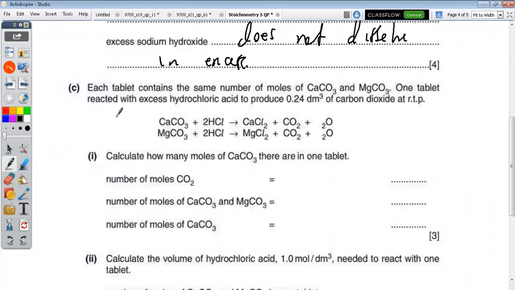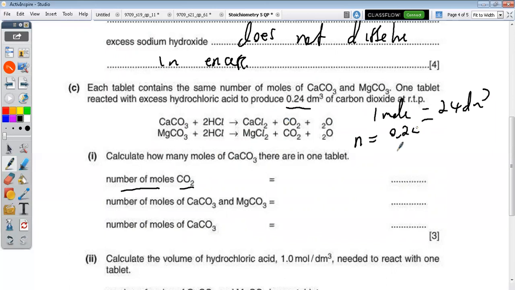Now, next one. Each tablet contains the same number of moles. We're given the question: calculate how many moles were in one tablet. So what's the first thing? Number of moles of carbon dioxide. We are given the volume. We said 1 mole contains 24 cubic decimeters. So to calculate the number of moles, it's simply the volume divided by 24 cubic decimeters. That's what we said last time.